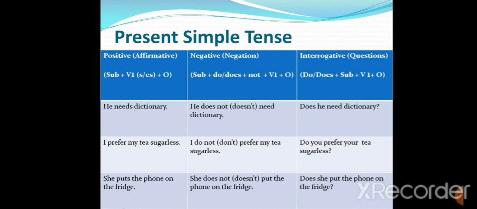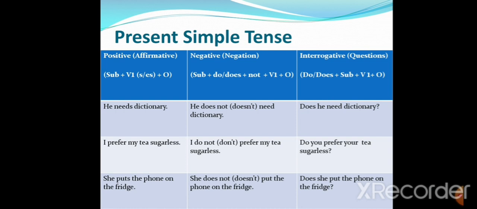Let us look at the next example. I prefer my tea sugarless. So, here the subject is I. So, we say prefer and not prefers. Okay. First form of verb, I prefer my tea sugarless. In the same way in the negative sentence, we will not use does here, we will use do because the subject is I. So, I do not or I don't prefer my tea sugarless.